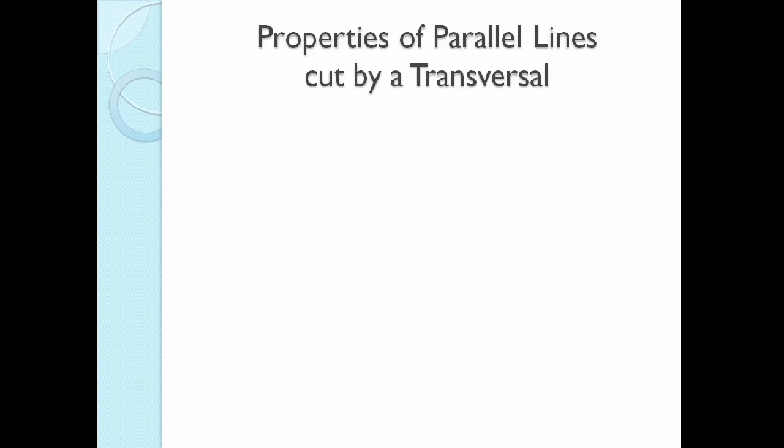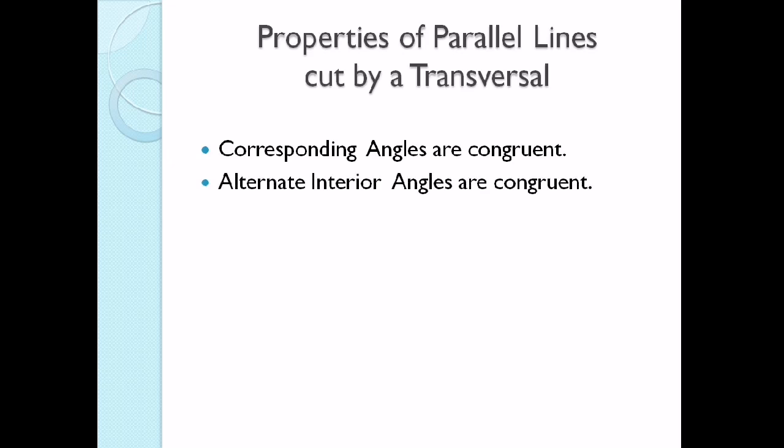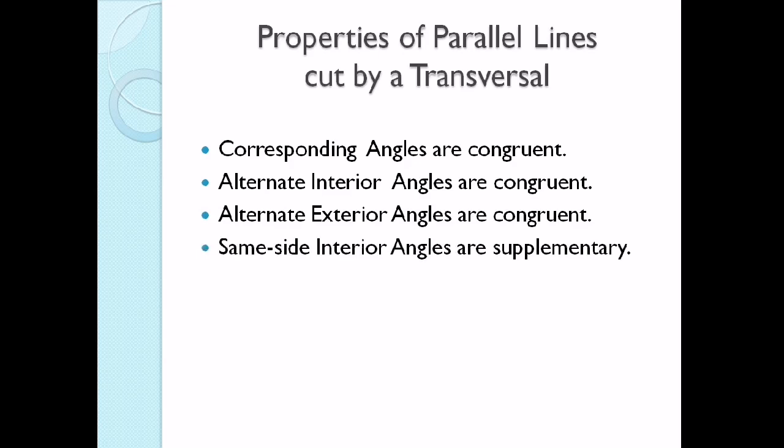To summarize our lesson for today, so these are the properties of parallel lines cut by a transversal. Remember that corresponding angles are congruent. Alternate interior angles are congruent. Alternate exterior angles are congruent. And same side interior angles are supplementary. So it's your time to answer your activity. So have fun answering and good luck.